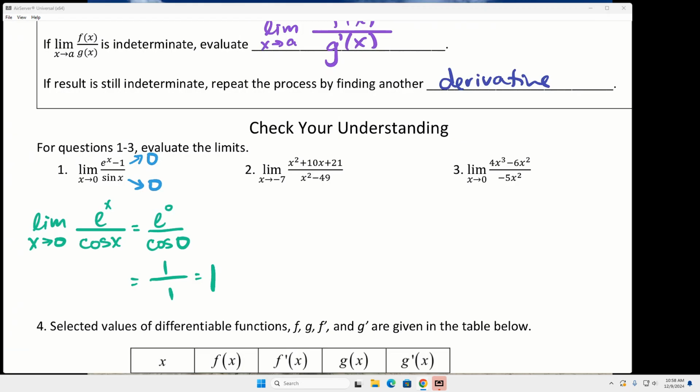Okay, so let's look at number 2. So at this time, we are going to plug in negative 7. It's a little bit more difficult to do in your head, so it's going to be 49. Negative 7, sorry, I need to put my glasses on. It's still 49 minus 70 plus 21. 0. All right, and then the denominator is 0 minus 49, which is 0. So we can do L'Hopital's rule.